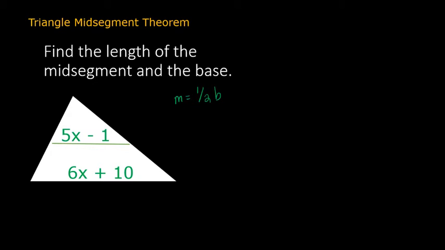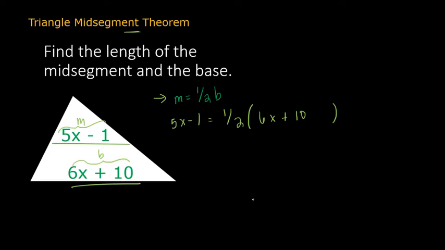I can say, okay, well, I know that the measure of the midsegment is 5x minus 1. So that must be equal to 1/2 of the measure of the base, right? So this would be equal to m. This is b, my base. So I'm just plugging it into my equation that I've already established based off of the midsegment theorem. So, filling it in here, I can just simplify and solve for x.